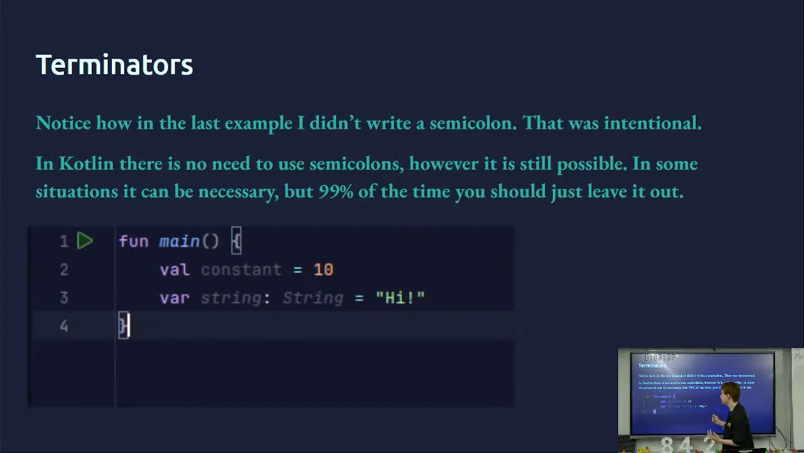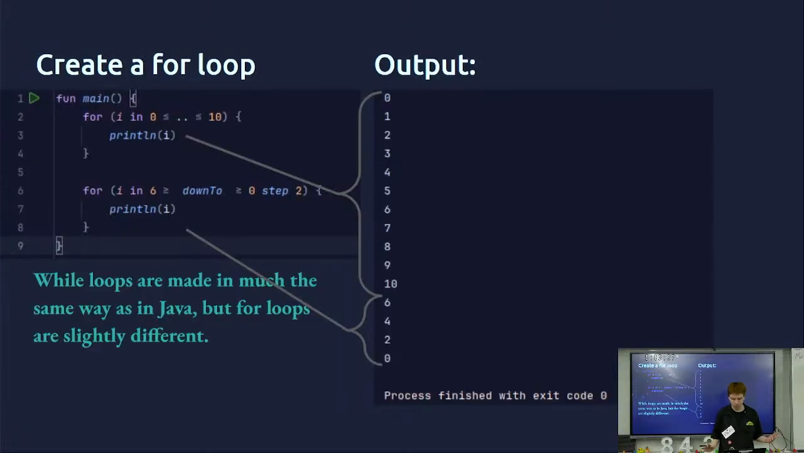Terminators. As you can see in this previously shown example, they don't have little semicolons. That's different from Java, and it's really cool. You can still have them, but it's 99% of the time not necessary.